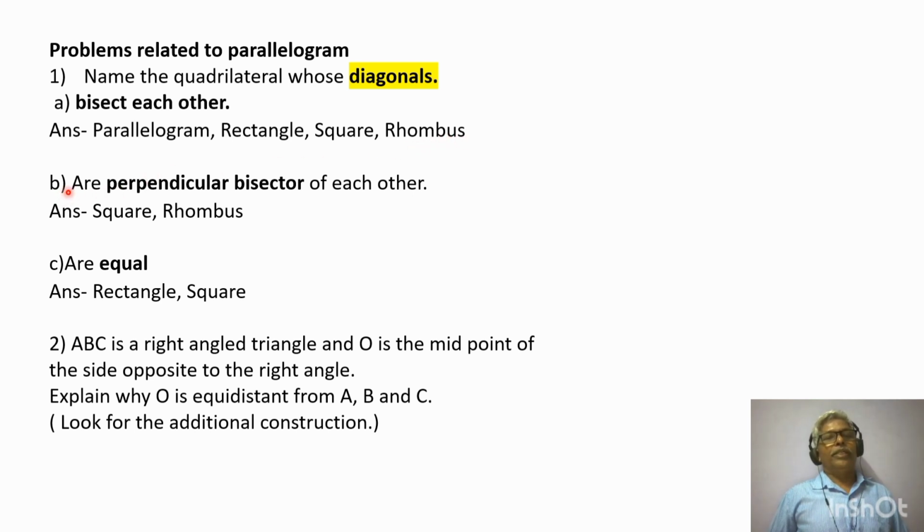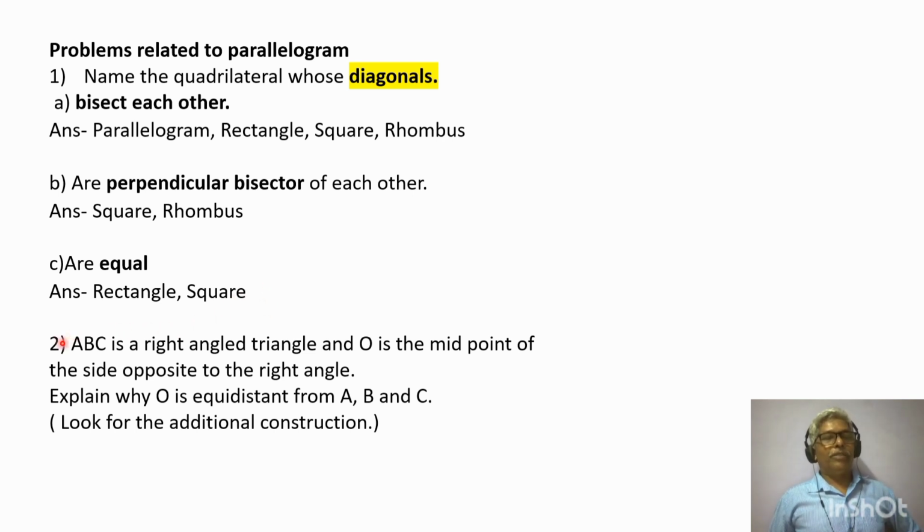Then condition B is whose diagonals are perpendicular bisectors of each other. Okay, perpendicular bisectors, answer is square and rhombus. Okay, and third one is whose diagonals are equal. Okay, answer is rectangle and square. Okay, these are the very simple problems.